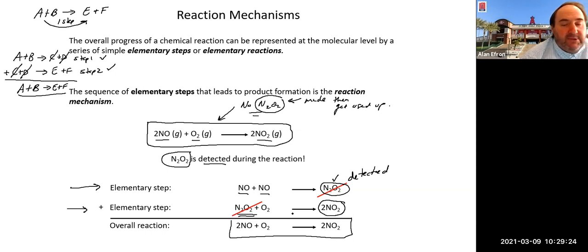So mechanisms try to explain or describe a possible path by which a reaction can occur through these individual elementary steps. Any questions on that there?